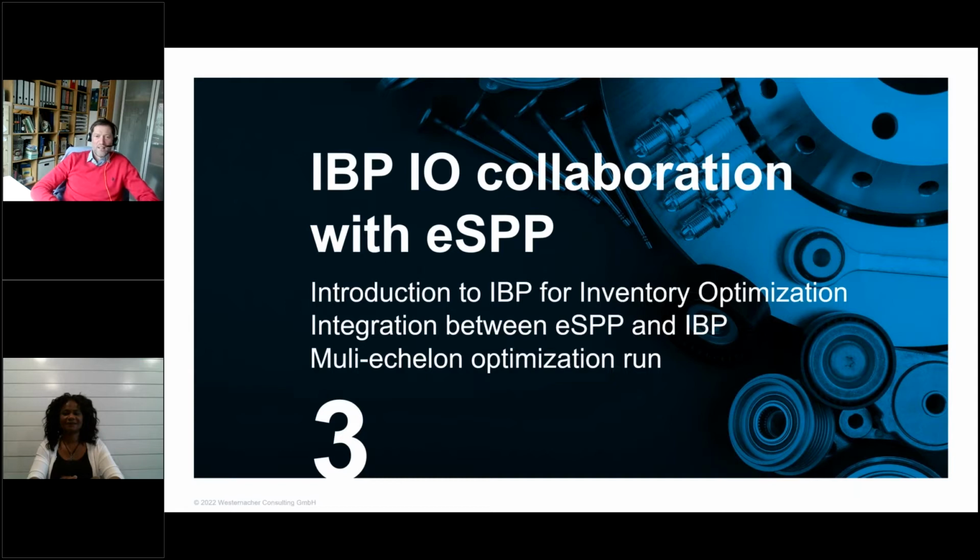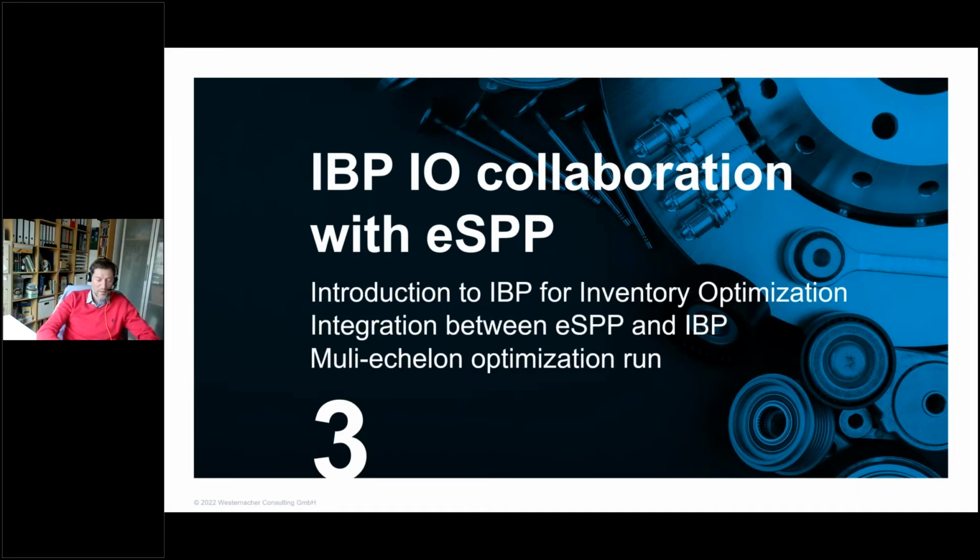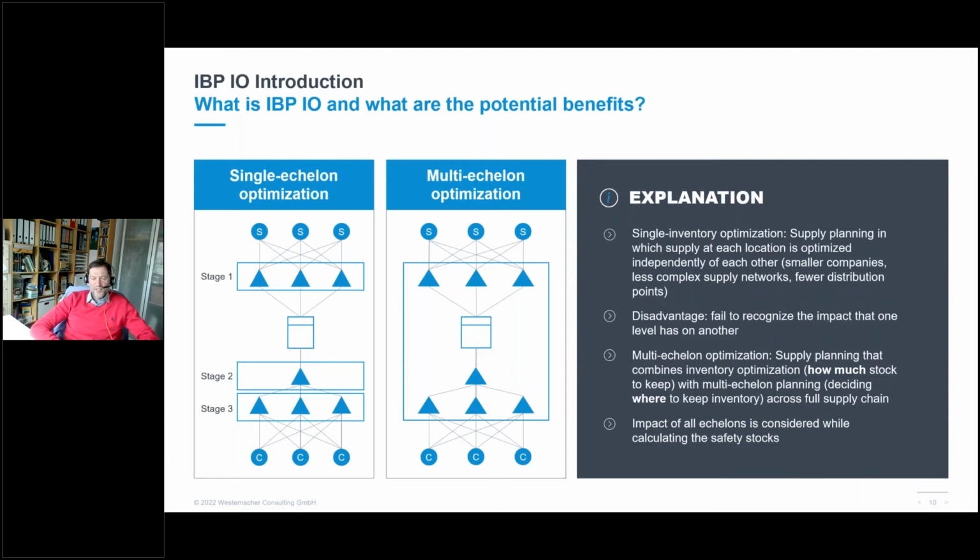But now we are coming to the collaboration between eSPP and IBP-IO. So the IBP for inventory optimization. I called it collaboration because these are still two tools which work quite well together. And if you attended the second webinar, you have seen already this slide, which I'm having here. I would like to introduce again or explain again a little bit.